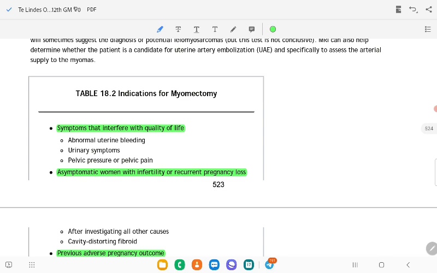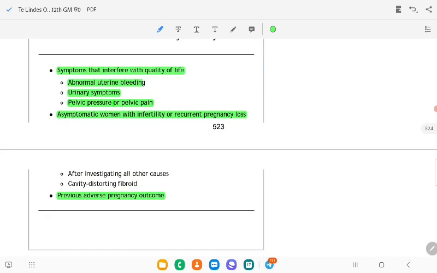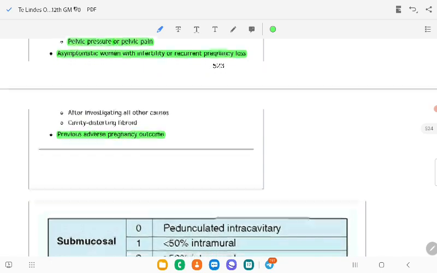First, those symptoms that interfere with quality of life: abnormal uterine bleeding, urinary symptoms, pelvic pressure or pelvic pain. Or asymptomatic women, those with infertility or a history of recurrent pregnancy loss, after you have evaluated the other causes, cavity-distorting fibroid, or any previous adverse pregnancy outcome.